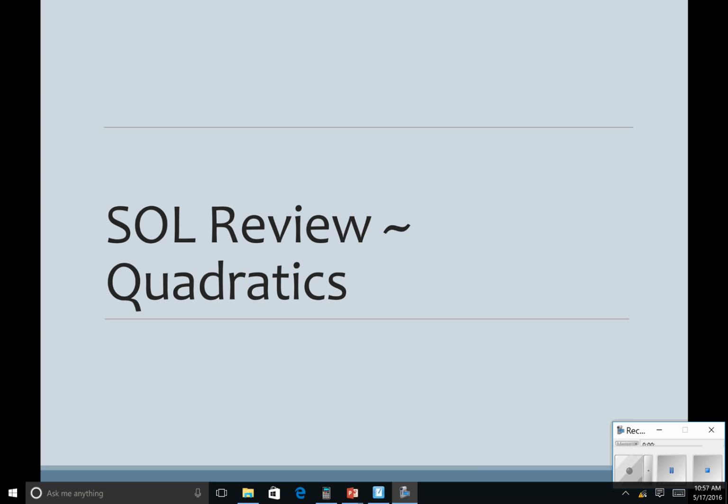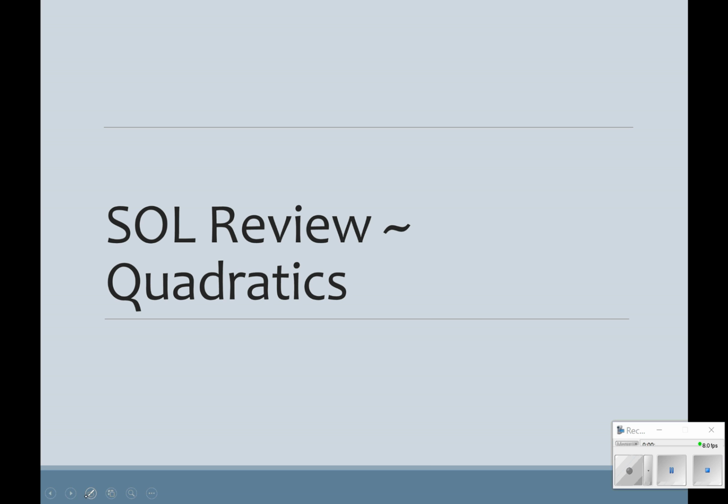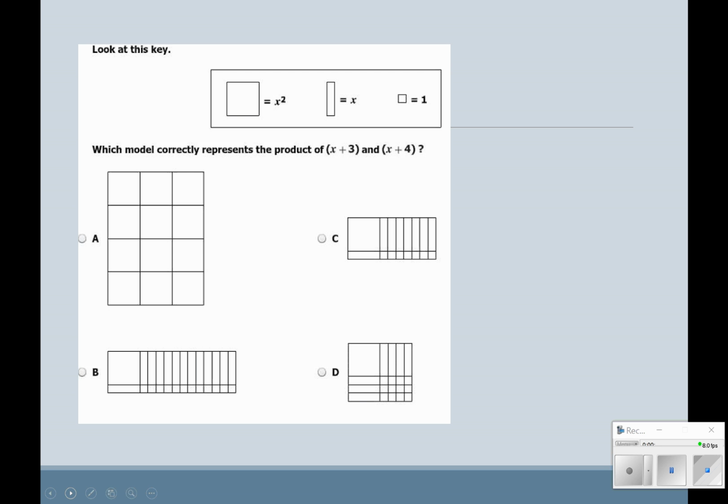We're going to take a fresh look at quadratics for your SOL review. This problem, a lot of you had questions on the review. We don't necessarily use manipulatives, but basically the squares are the x squareds, the rectangles are x, and the little squares equal 1. It's just like the area model that you learned way back in elementary school.